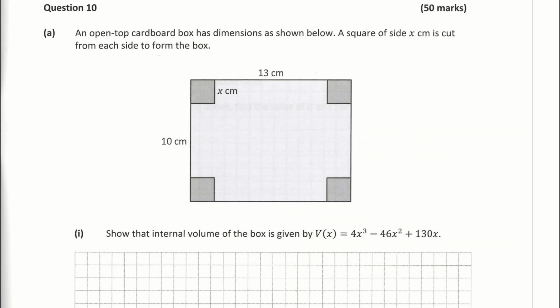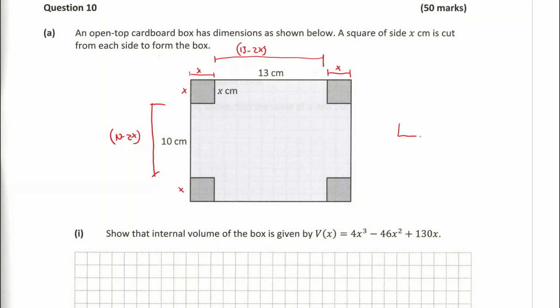So we're on to our final question, question 10a, and it wants us to find the volume of this open cardboard box. Just some information we know about it. We know that the length of this box is going to be 13 minus the two corners, which are a length of x each. So that's going to be 13 minus 2x. And the width of the box is going to be the full width of 10 minus, again, the two corners of x and x. So that's going to be 10 minus 2x.